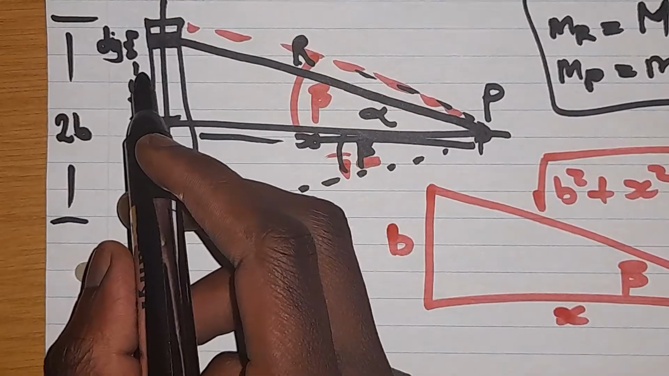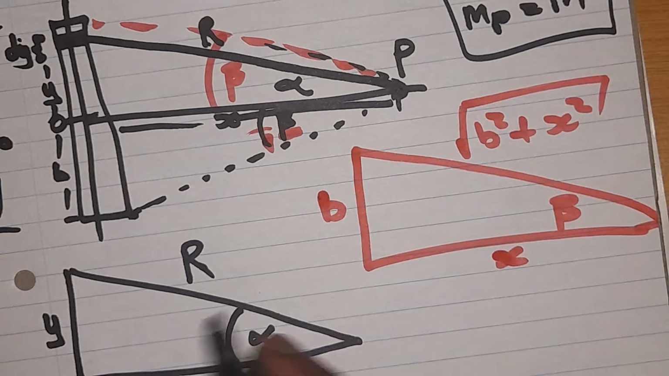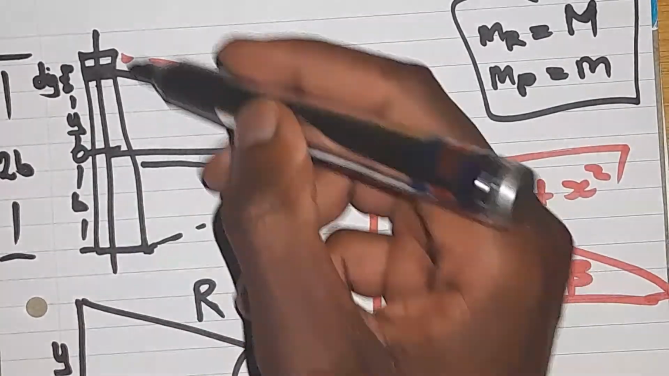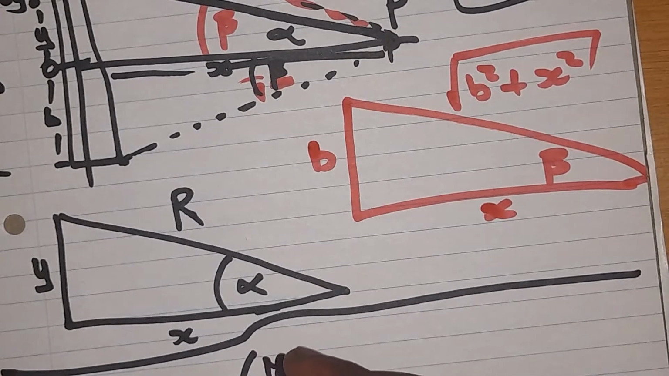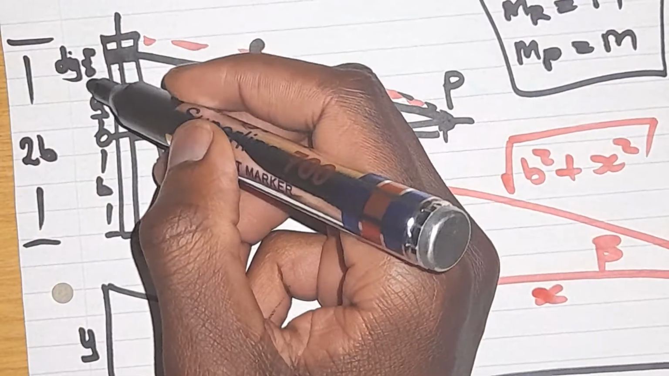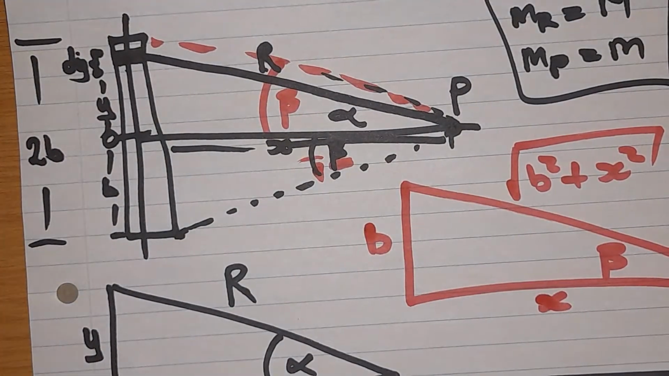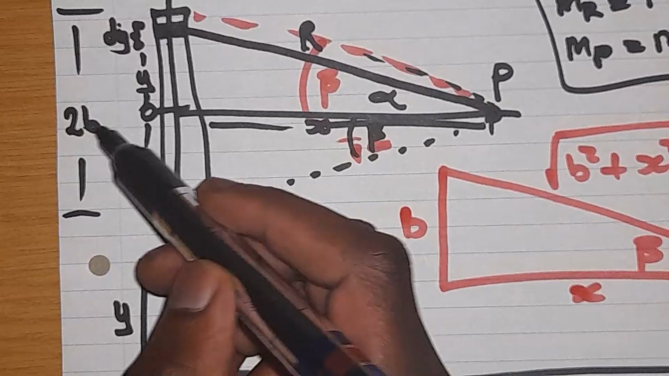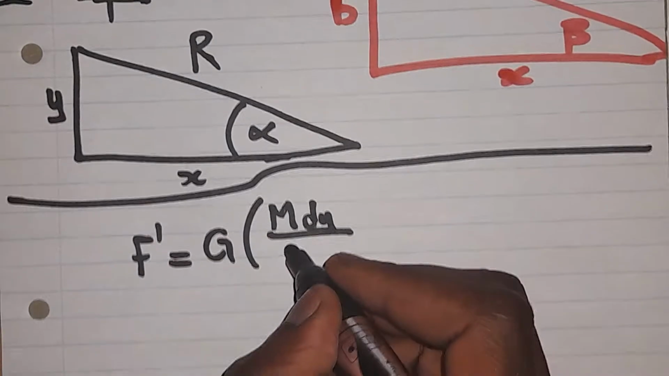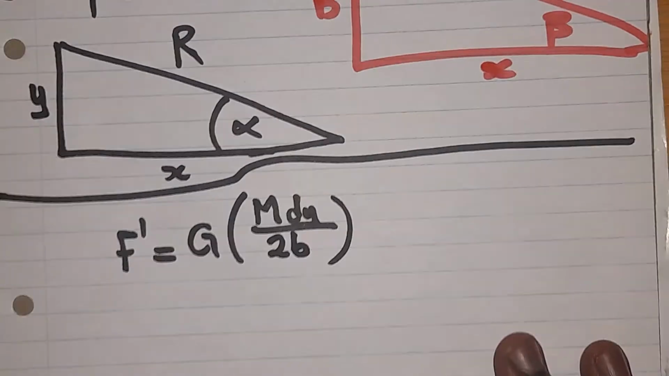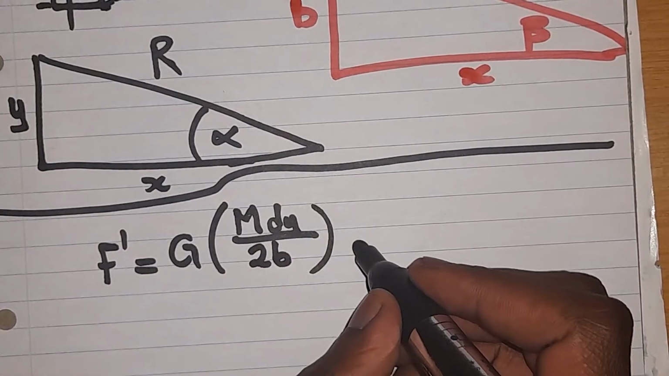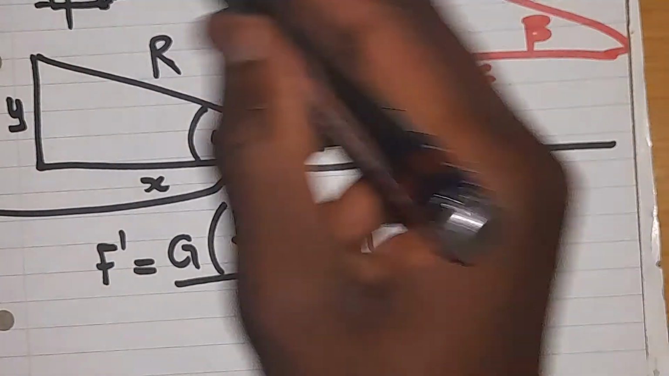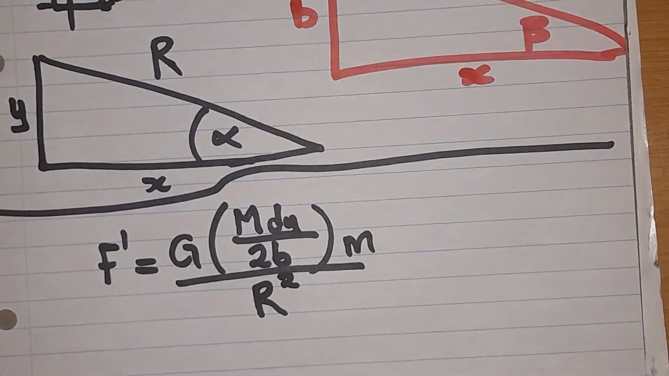The mass of dy will be the total mass of the rod, which is M, times the length of dy, which is dy, all over the total length of the rod, which is 2b. That will give you the mass of the element dy, times the mass of P, which is small m, all over the distance between P and dy, which is r, then we square it, right?